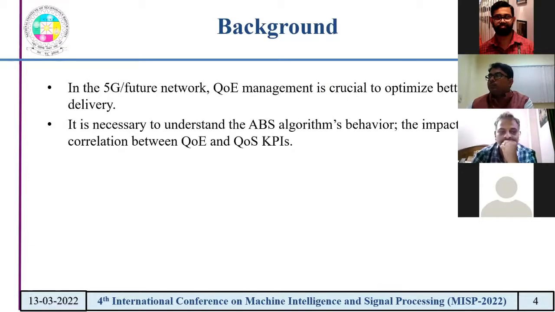In 5G or future networks, quality of experience management is crucial to optimize better video delivery. It is necessary to understand the adaptive bitrate streaming algorithm behavior, and the impact and correlation between the quality of experience and quality of service key performance indicators. The quality of service key performance indicators are throughput, delay, packet loss, and jitter. Quality of experience parameters are based upon the mean opinion score and objective methodologies.